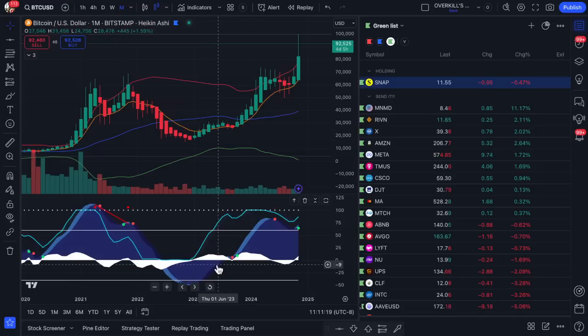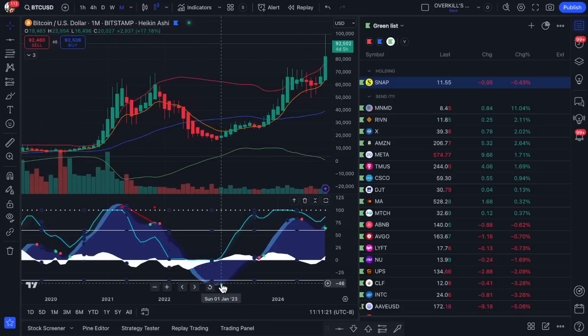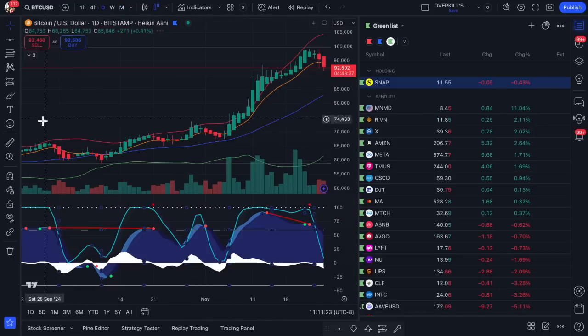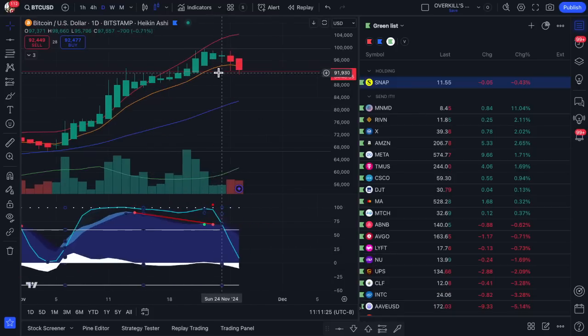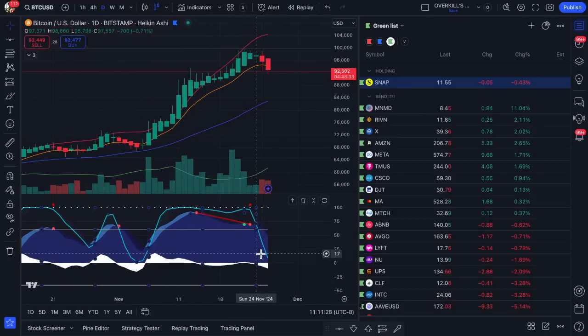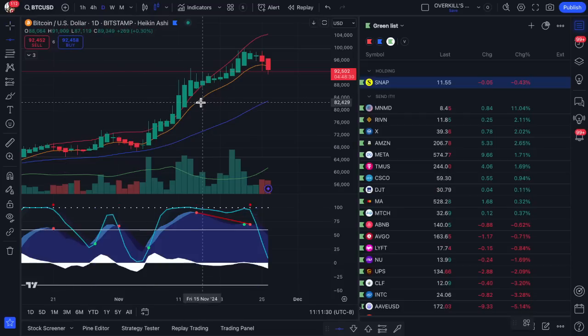So if you're new to this, I would encourage you guys just to focus on a monthly chart, and then try to pinpoint your entries on the daily. That's our strategy. So we're not buying Bitcoin until we get a green dot on the chart. Same with all the crypto across the board.